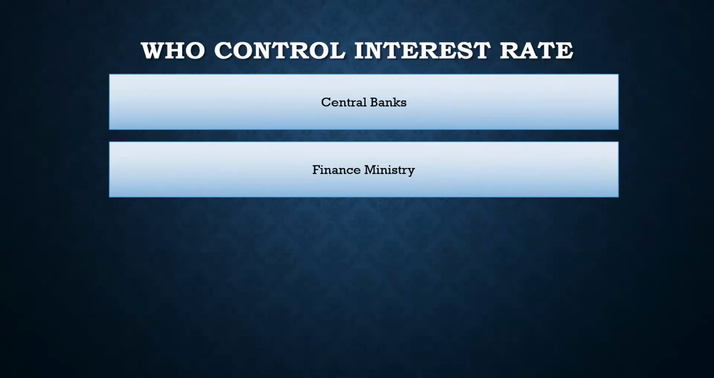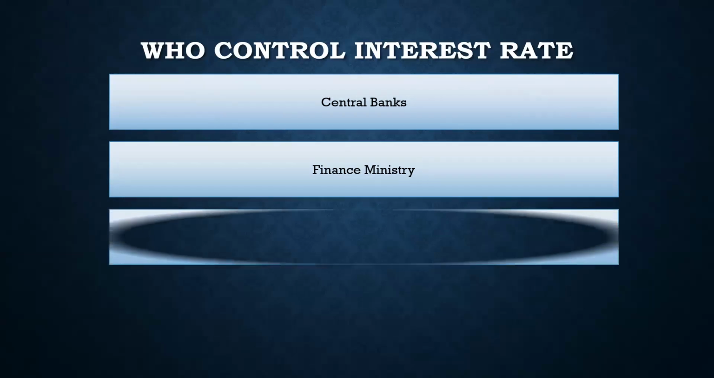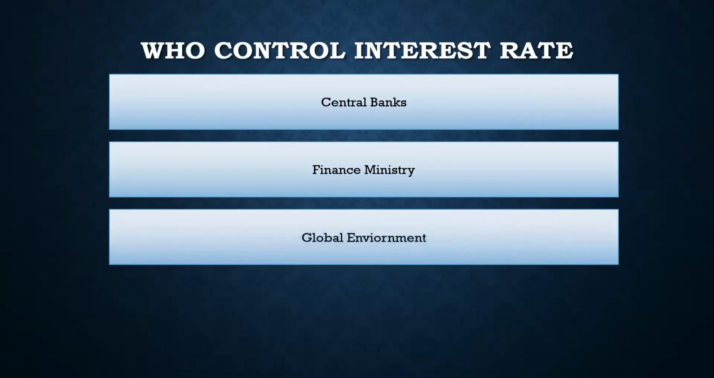But in India, how do things work? Everything is controlled by politics. So the finance ministry also controls the central bank, and that is true not only for India but for most of the countries in the world. Ideally, it should be an independent institution. Also sometimes it is influenced by the global environment.